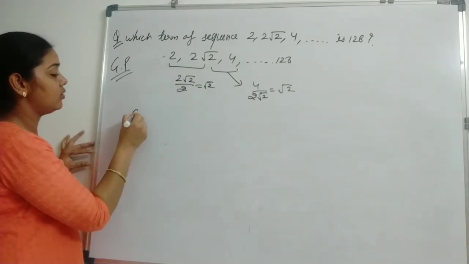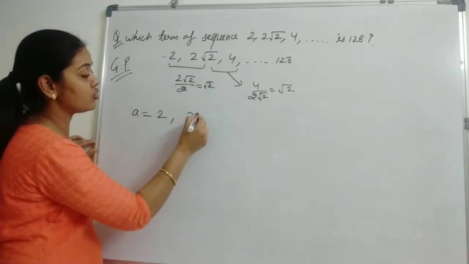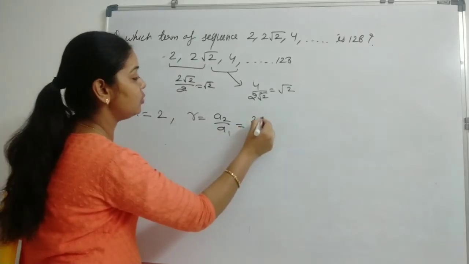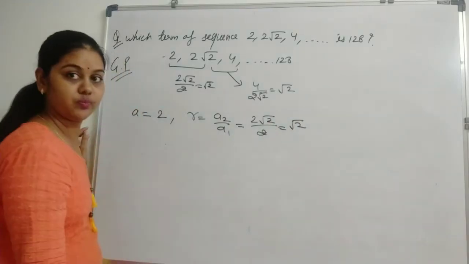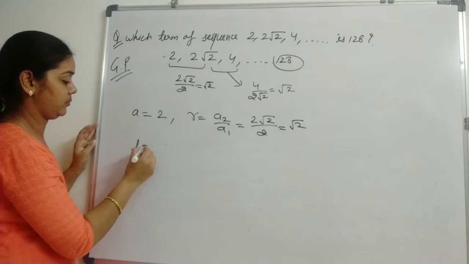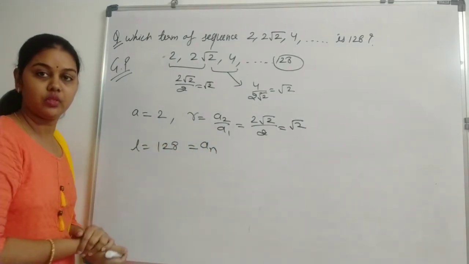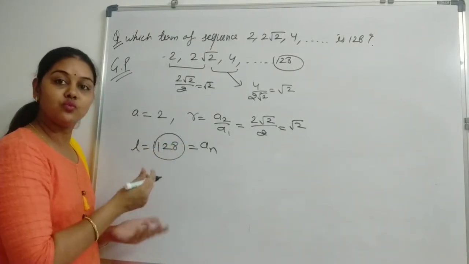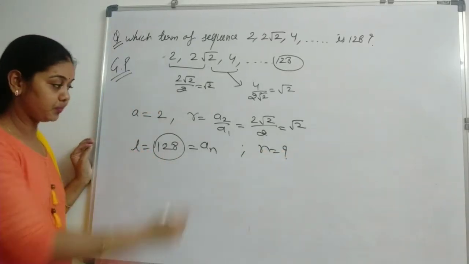Now in the GP, what is the first term? The first term is 2. What is the common ratio R? That is A2 upon A1, that is 2 root 2 upon 2, that is root 2. Okay? Now, the last term is 128. I can write that it is the nth term. We have to find which term 128 is. It means we need to find the value of n.